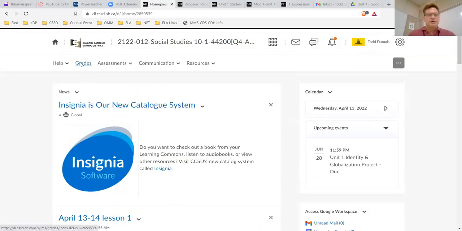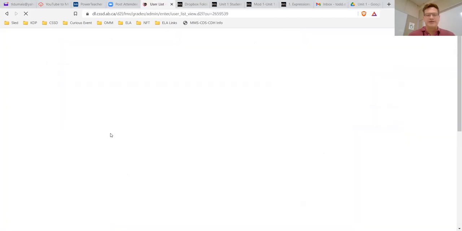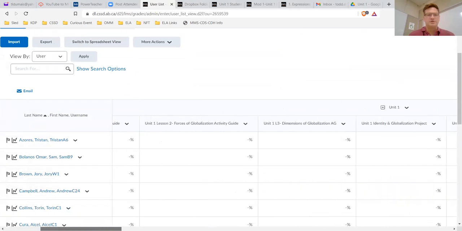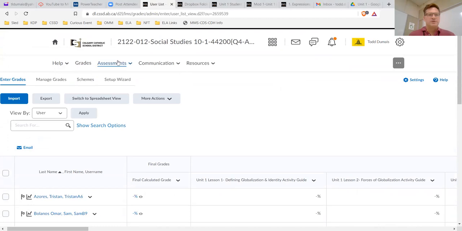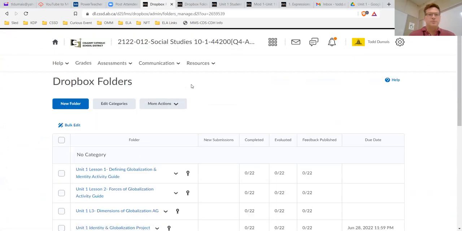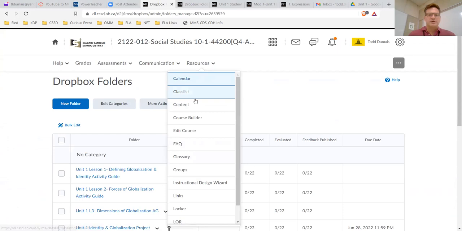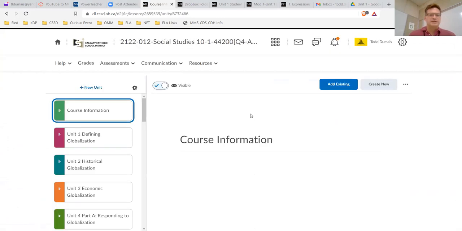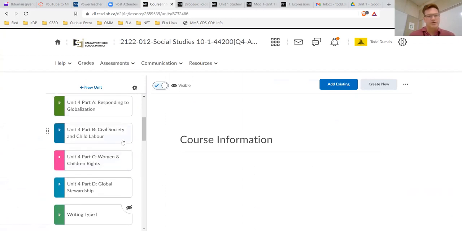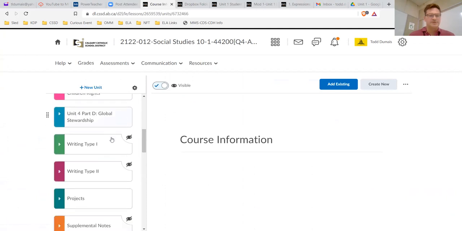Grades, of course, all your grades are going to be listed in here, which is standard for D2L, even if you're in a Google Classroom. So there's all our assignments. Your drop boxes for different things are all listed here as well, and it tells you what they are. Content for the course, of course, is here. And the content I've tried to lay out, we only have four modules, four units. And then, of course, written assignments and some projects.